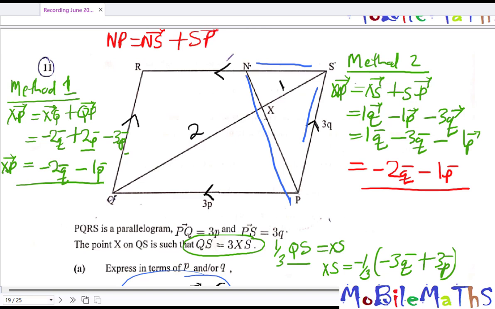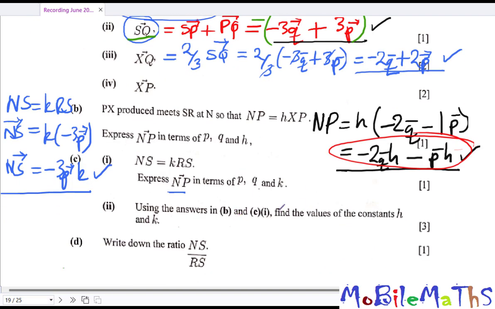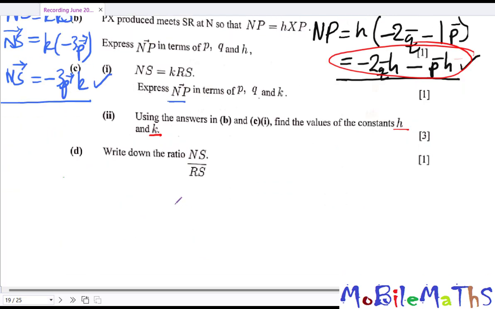Plus SP. So SP is negative. So our NS value is minus 3PK. Then plus SP, that's going to be a minus. Let me just write a minus there. So that's a minus 3Q. So this is another value of NP. We now have two values of NP, this one and also this one. You find out the next question they are going to ask what are the values of H and K. So let's use those equations to find the values.